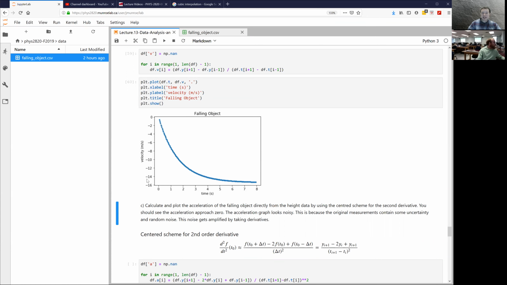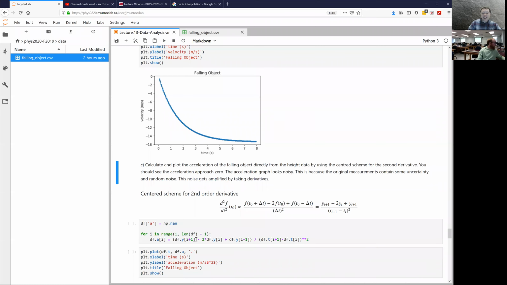If I wanted to calculate the acceleration of this object, I could either take the derivative of this again, that probably would introduce more error, or I could go and use a center scheme directly for the second order, all the way through, as we've talked about before. So this is taking the original data, position as a function of time, and figuring out what its second derivative is all the way through. How we would code that up is we start by creating an empty column in the data frame, loop through all the interior points, and evaluate this formula.